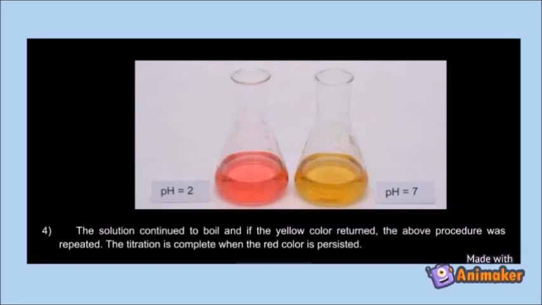For the last step, the solution continued to boil, and if the yellow color returned, the above procedure was repeated. The titration is complete when the red color is persistent.